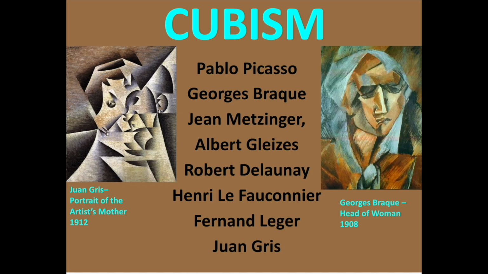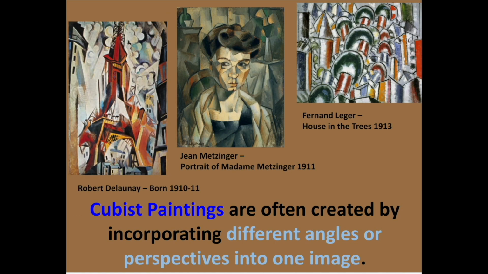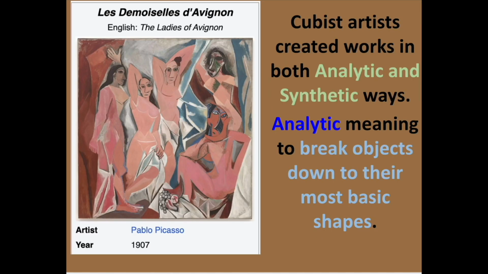Cubism is another form of abstraction. It was pioneered by Pablo Picasso and Georges Braque, which broke objects into geometric shapes and attempted to show multiple perspectives in one composition. There are 2 types of cubism, analytic and synthetic.